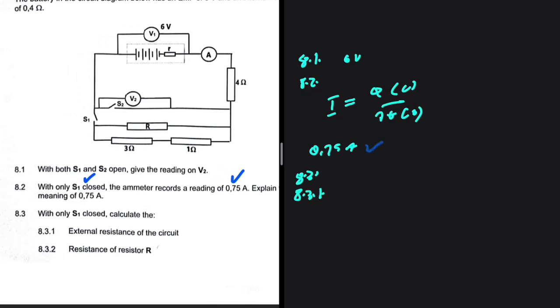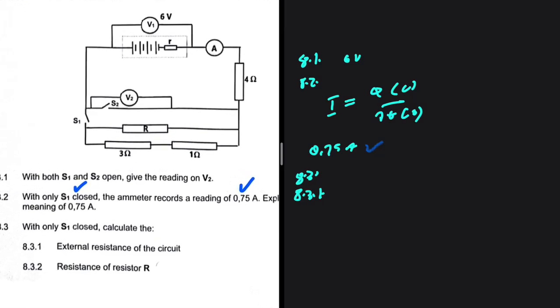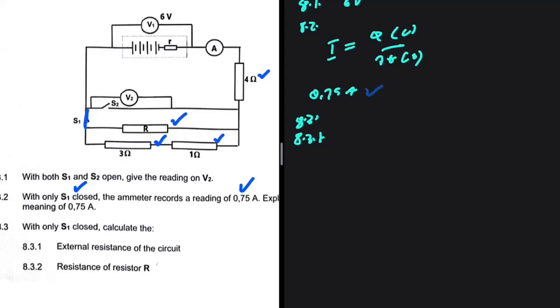Anyway, let's go to 8.3.1. With only S1 closed, calculate the external resistance of the circuit. So let's go ahead and close S1 and see what happens. If S1 is closed, then this 3 ohm resistor and the 1 ohm resistor are parallel with the resistor R. So we can say that the EMF is equal to I multiplied by R external plus the internal resistance. Do we have the EMF? Yes, we do. That is 6 volts.